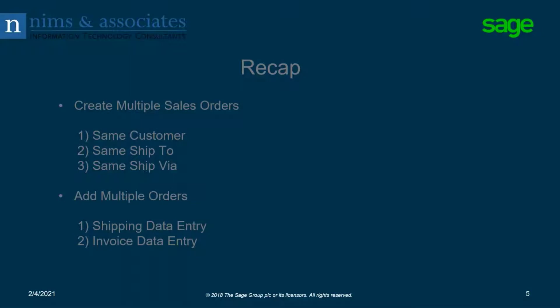To recap, we showed you that you can have multiple sales orders as long as the customer is the same, the ship to is the same, and the shipping method is the same, on a single shipment in shipping data entry, or on a single invoice in invoice data entry. If you have all these orders going out to your customers and you don't want to create separate invoices for each of those orders, you no longer have to.